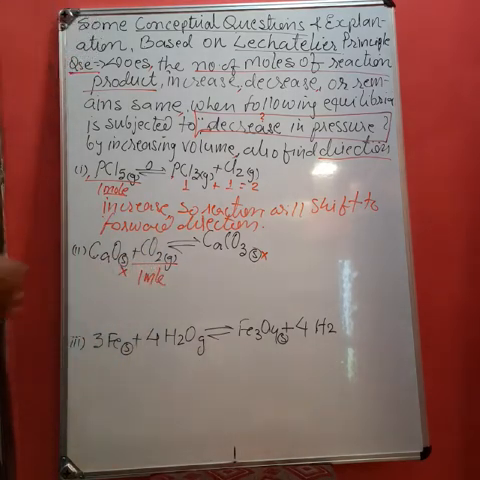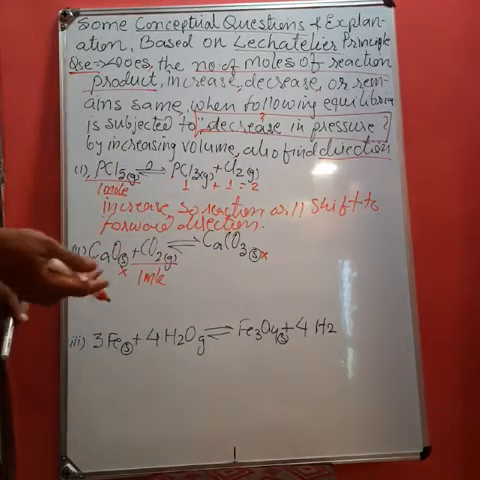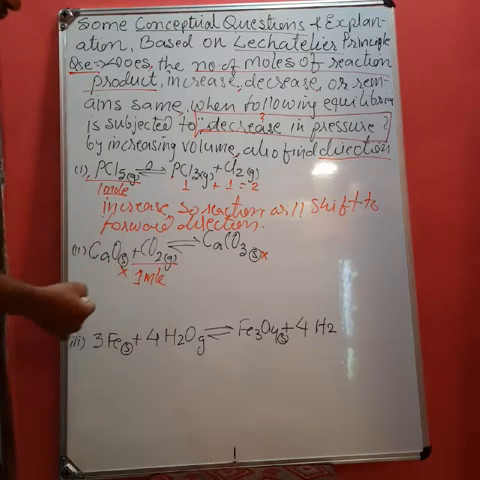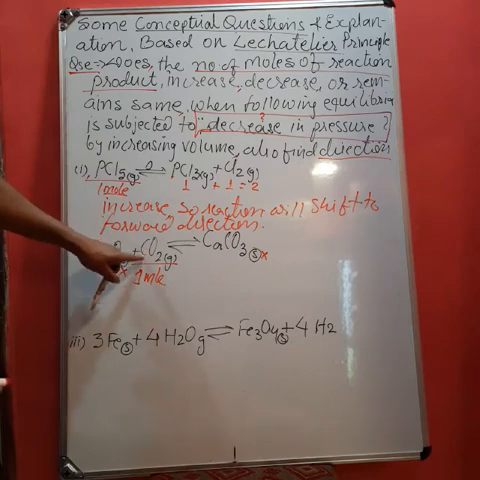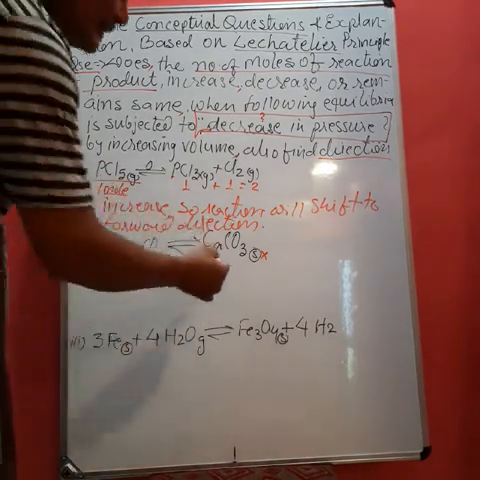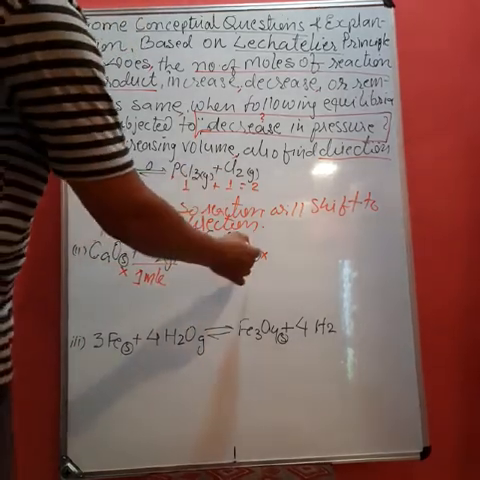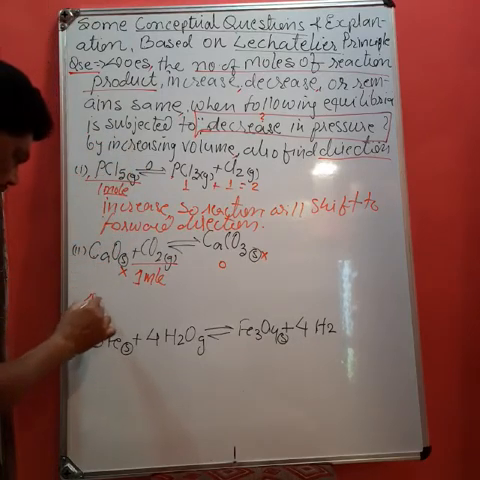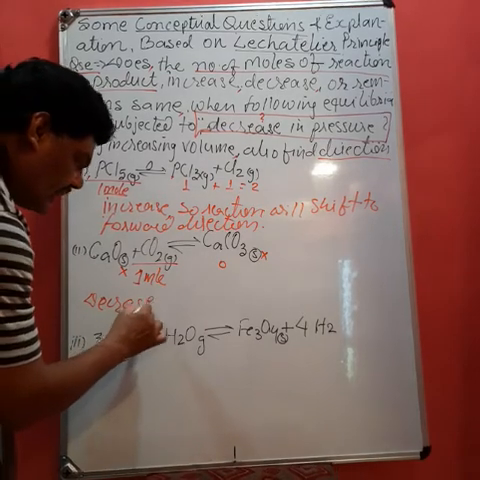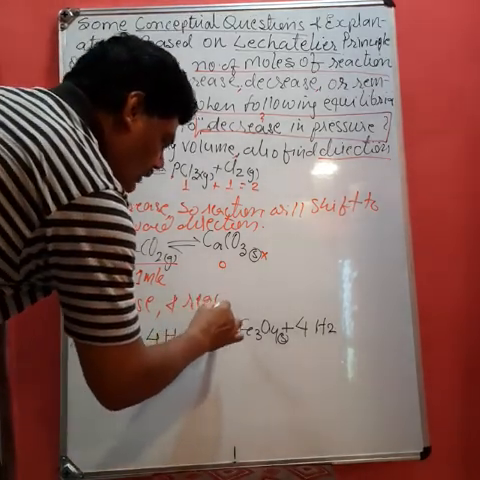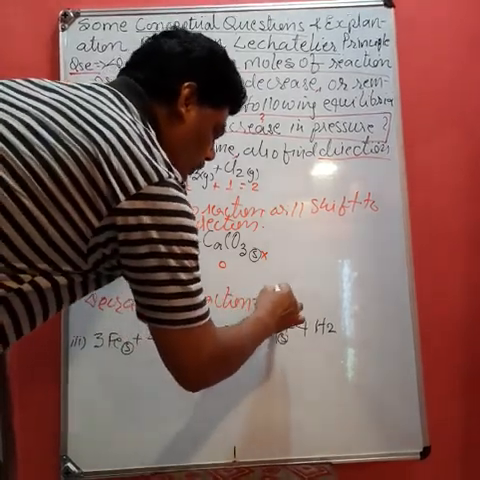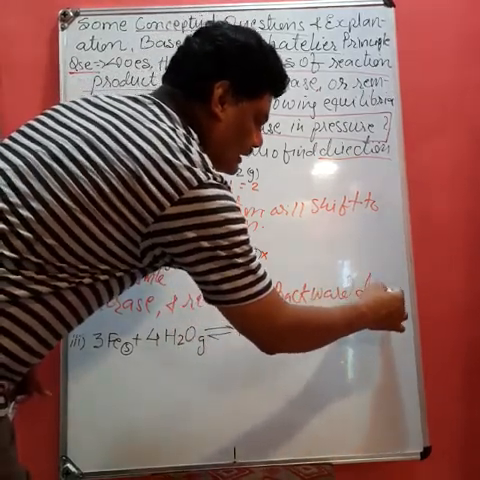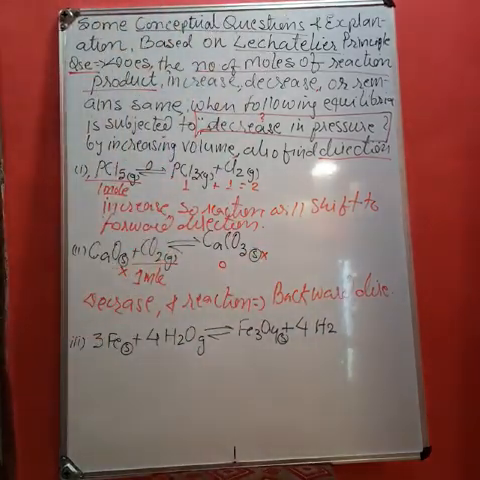So this is 1 mole, while on the product side there is no mole. So if we decrease the pressure, the reaction will shift in the backward direction. It is because the number of moles on the reactant side is 1, while on the product side the number of moles is 0, because the moles of solid substances are not counted. So here the answer in one word will be decrease, and the reaction will shift in which direction? Backward direction. Isn't it?